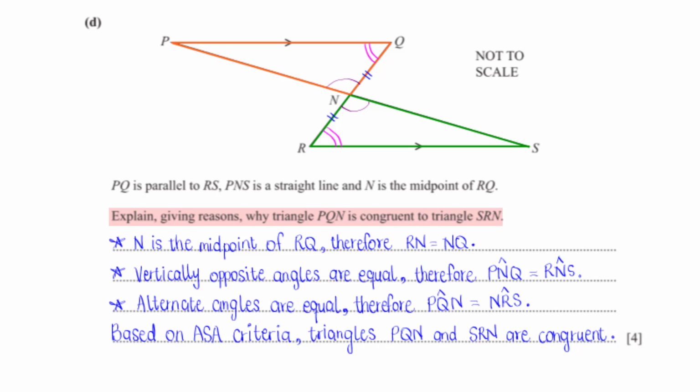So first off, we know that N is the midpoint of RQ. So therefore, RN is equal to NQ. We also know that vertically opposite angles are equal, and so the angle PNQ is equal to the angle RNS. We have two parallel lines, and so the alternate angles PQN and NRS are equal. So based on ASA criteria, triangles PQN and SRN are congruent.